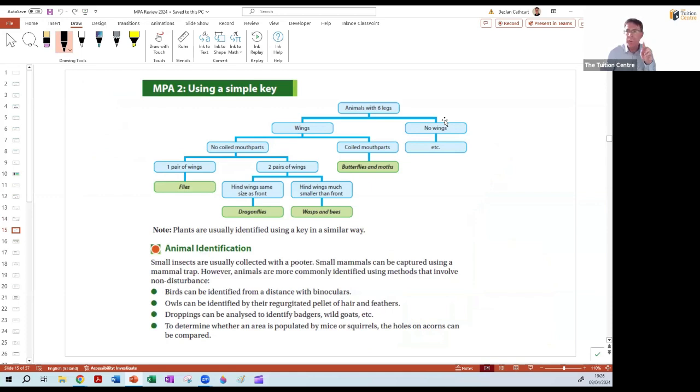This is a binary key. We're only going to be looking at a binary key. So there's only going to be two answers. That's why it's binary, right? So yes, no, or has wings, doesn't have wings. 6 legs or 8 legs. There's only two answers in a binary key.